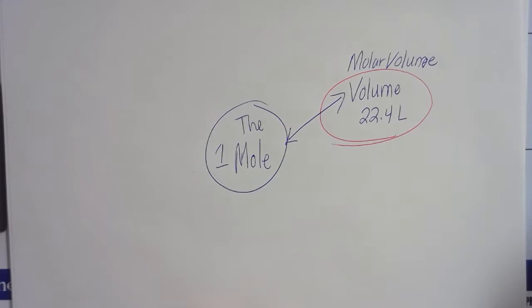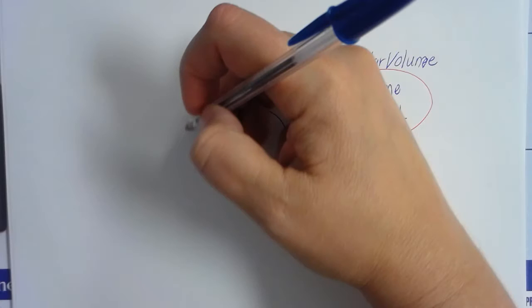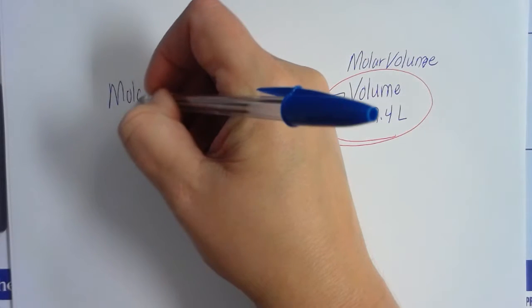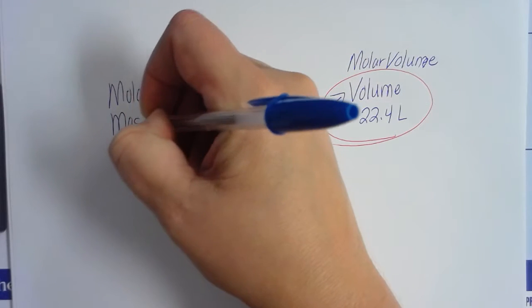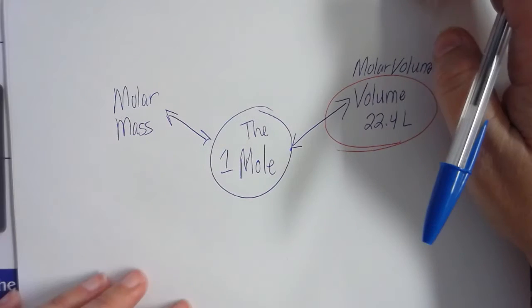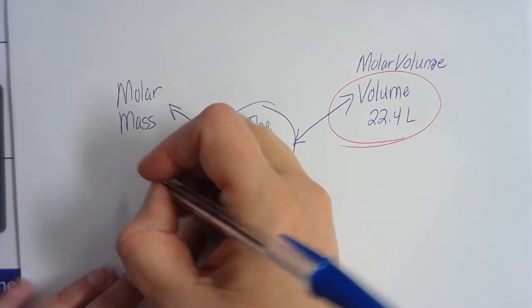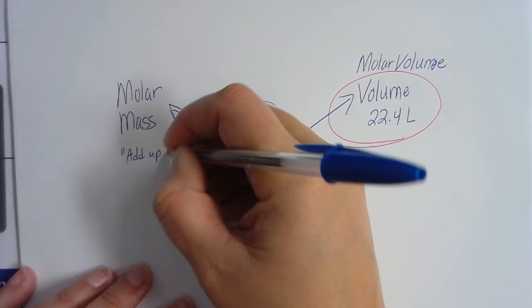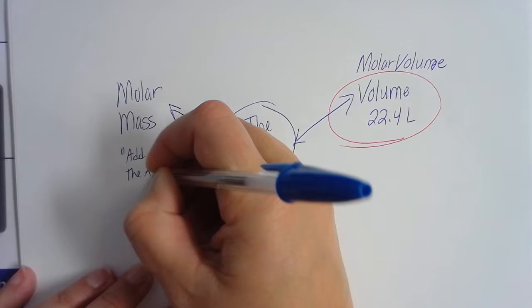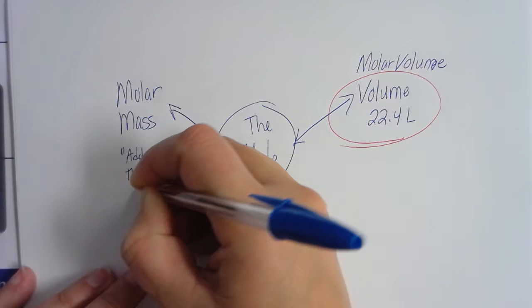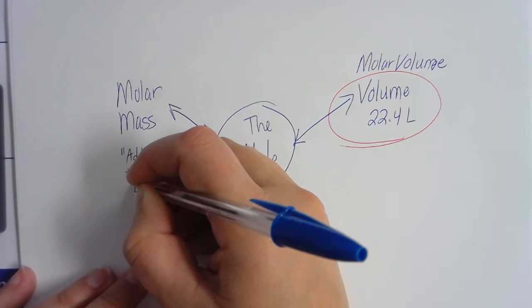All right, I heard another one. I heard somebody say mass, right? All right, and that's called molar mass. And how do we find it? Was there a number for molar mass? Not a known single number. We have multiple numbers. So how do we find this? Add up all the atomic masses for the formula.